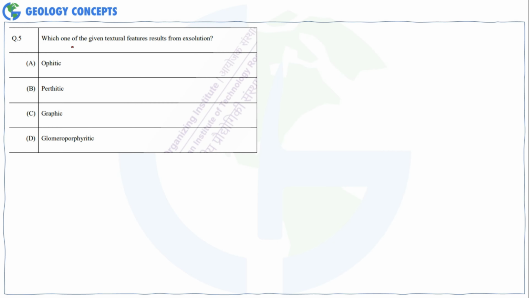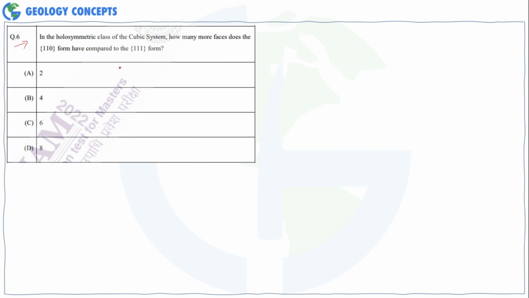Going forward, I have a question from igneous textures. It asks which one of the given textural features results from exsolution. Now exsolution is actually the unmixing of two solids. So this is a very prominent feature in the albite orthoclase solid solution, in which at lower temperature they both tend to unmix in a solid solution, and they form perthitic and antiperthitic kind of textures. Hence the correct answer here will be perthitic.